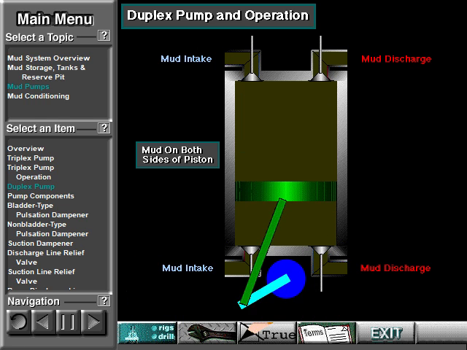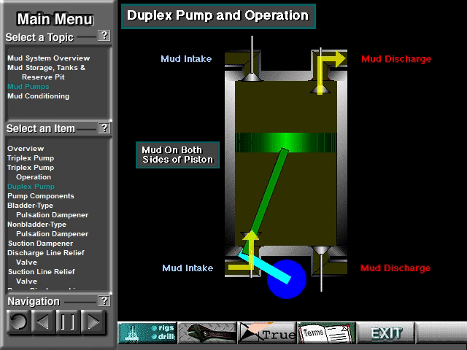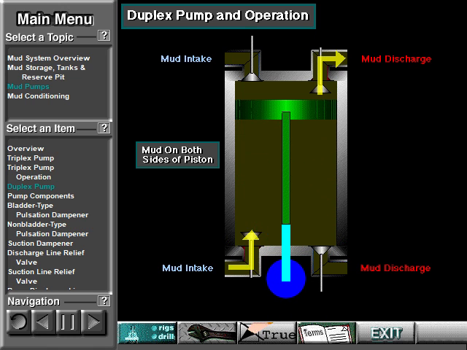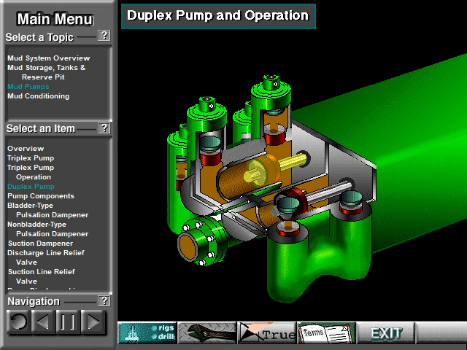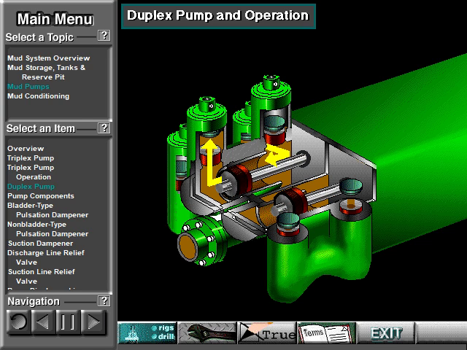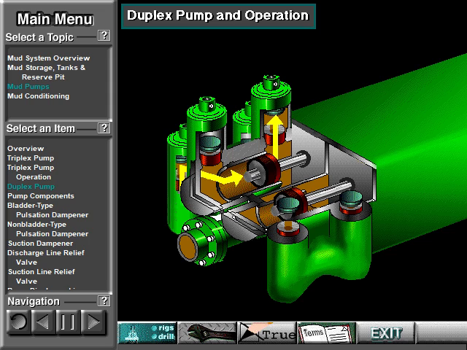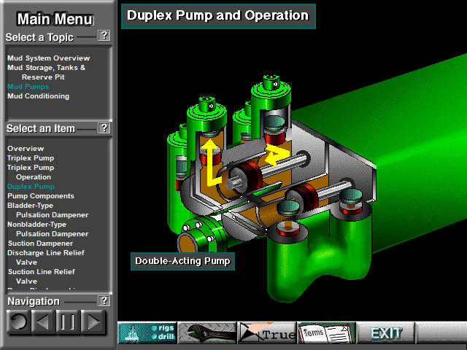In a duplex pump, the pistons discharge mud on one side of the piston and, at the same time, take in mud on the other side. Notice the top piston and liner. As the piston moves forward, it discharges mud on one side as it draws in mud on the other. Then, as it moves back, it discharges mud on the opposite side and draws in mud on the side where it had earlier discharged it. Duplex pumps are therefore double-acting.